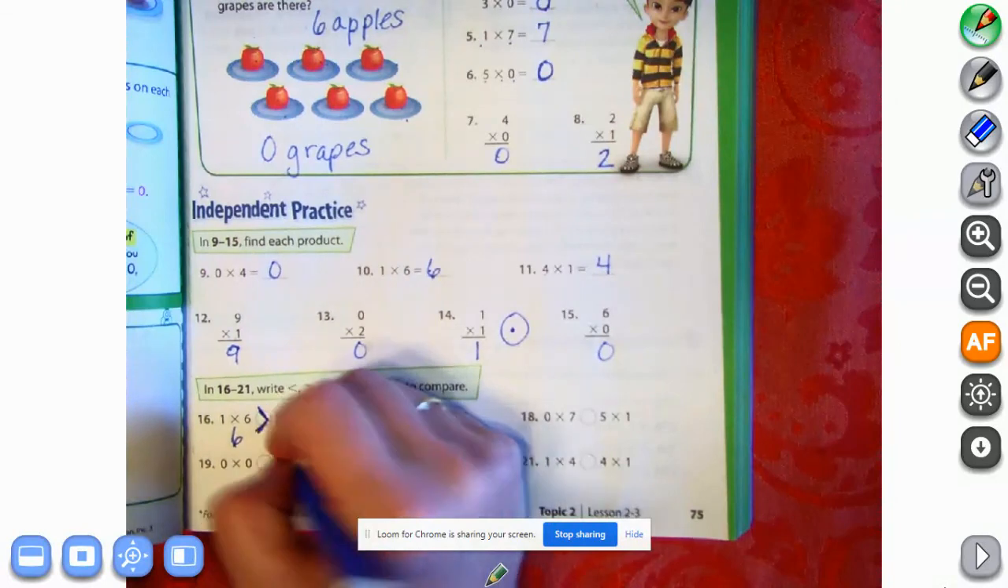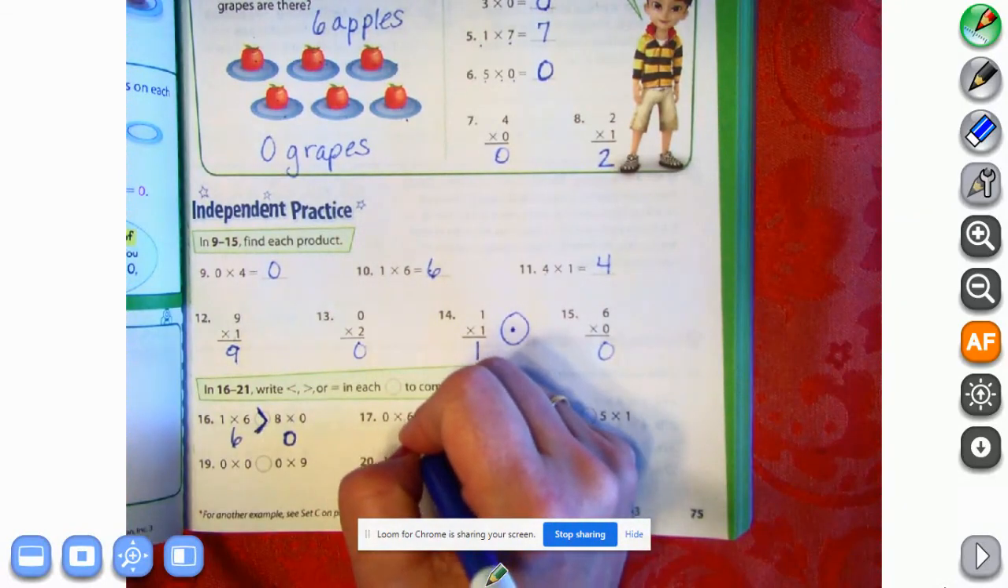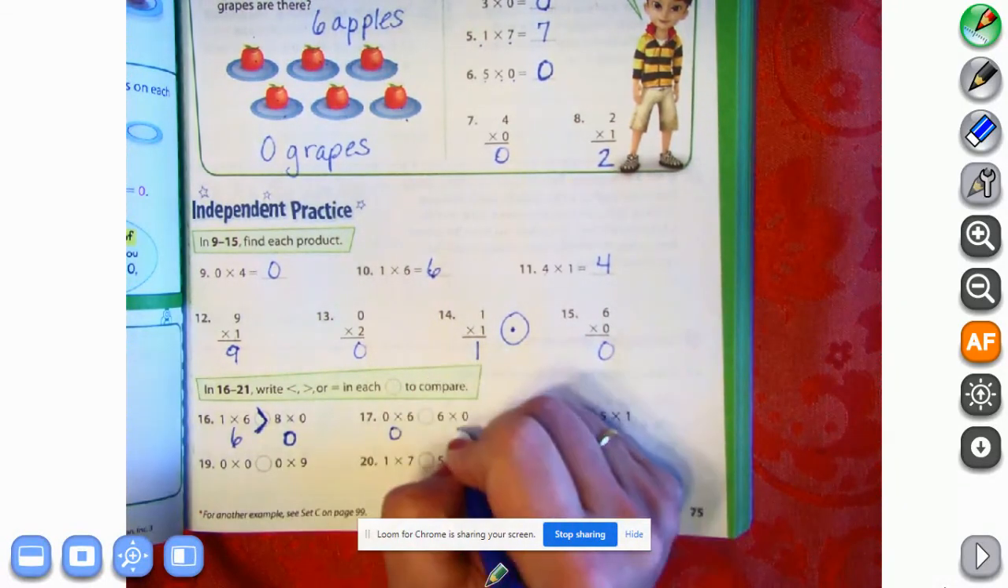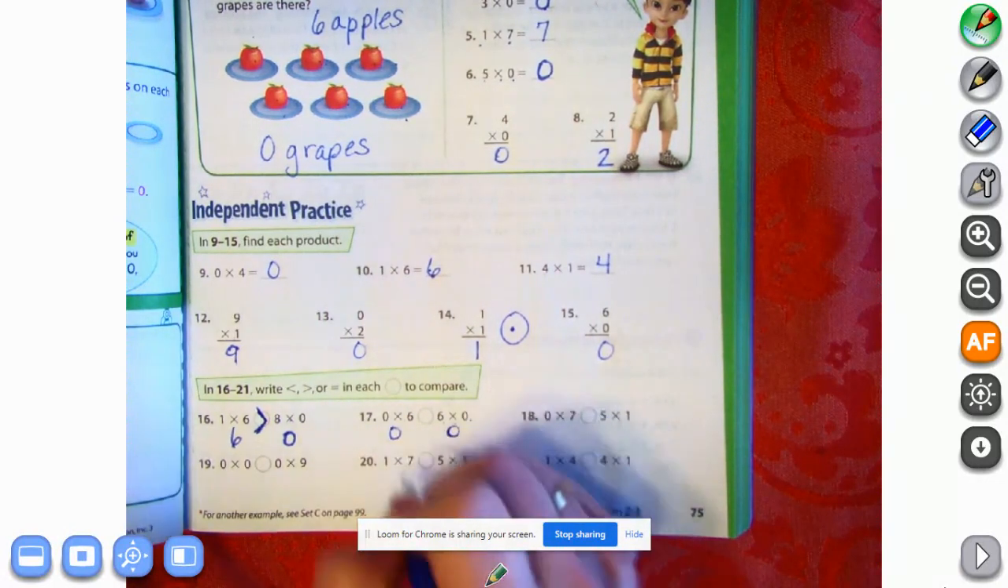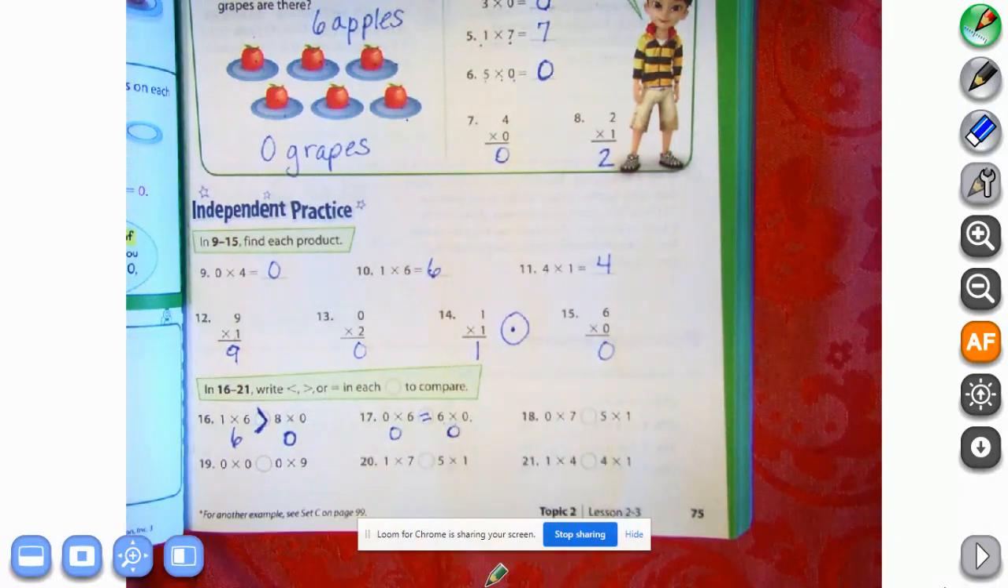Number 17. 0 times 6. 0 times anything is 0. 6 times 0, or 0 times anything is 0. So that is equal. 0 is equal to 0.